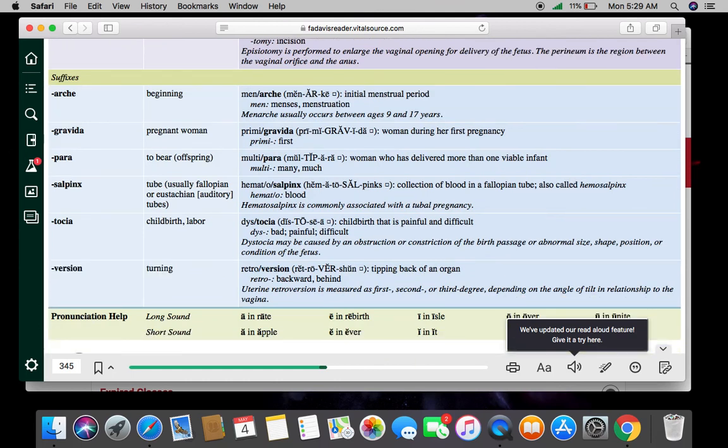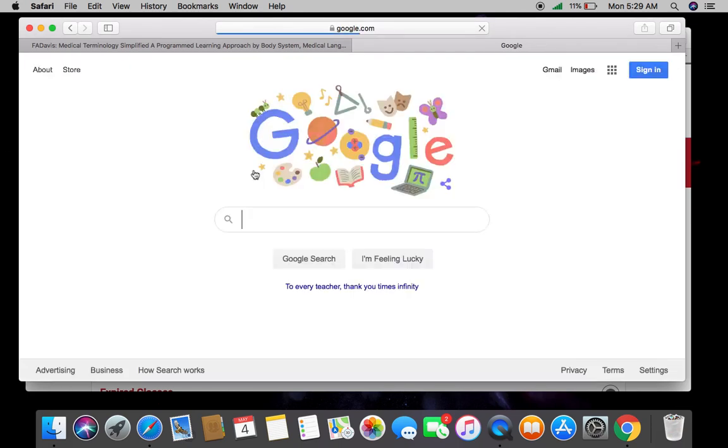Arche, beginning, so menarche is your first menstrual period. Now, gravida, primigravida and multipara. Now, gravida means how many times you've been pregnant. Para or parity is how many times you delivered a viable infant. Now, for all you future nurses, that's the telephone code. So let's look at that real quick.